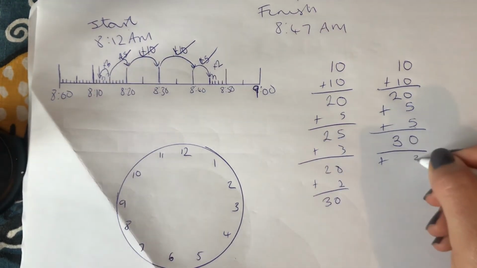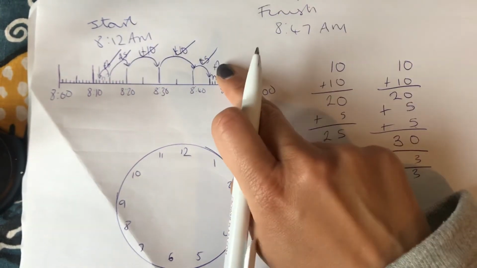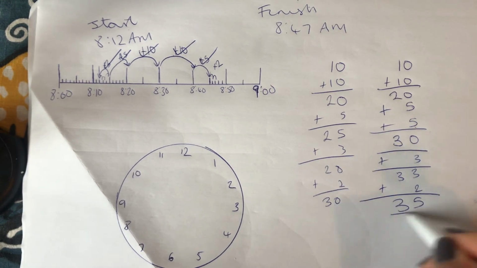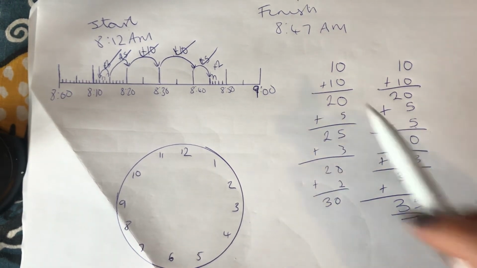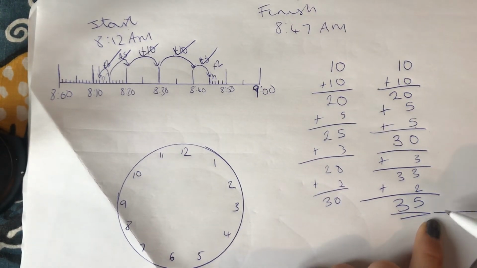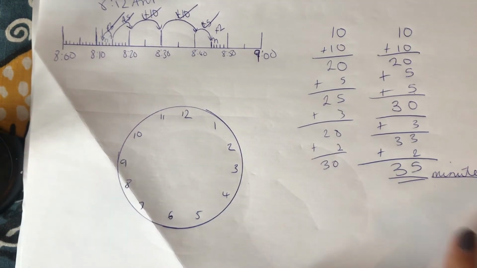Plus my 3, 33. So tick off my 3, and then I can go to my +2. Okay, so that would be your answer. My duration of having breakfast was 35, and don't forget again, minutes. You need to say your time, what it was, minutes, okay?